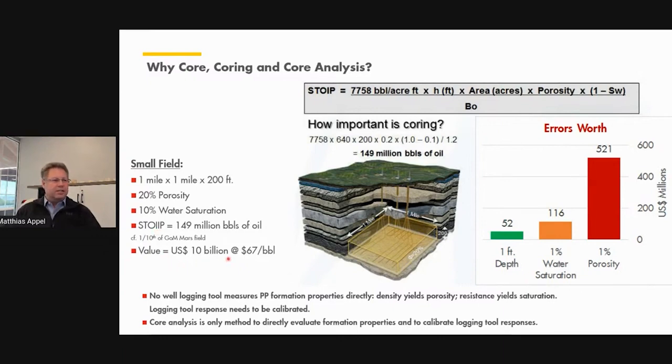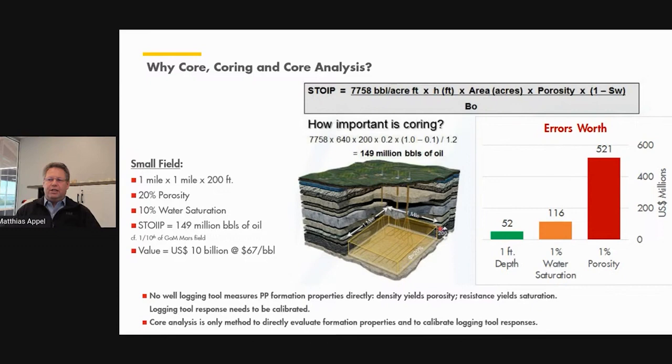Now, of course, I realize that it's a very simplified calculation. There is a question of recovery at the same time. There is a question of timing, deferred production versus initial production, all those things. But the point that I want to make is that if you take that stock tank oil initially in place, you can calculate what the value is associated with a particular uncertainty in the formation evaluation.